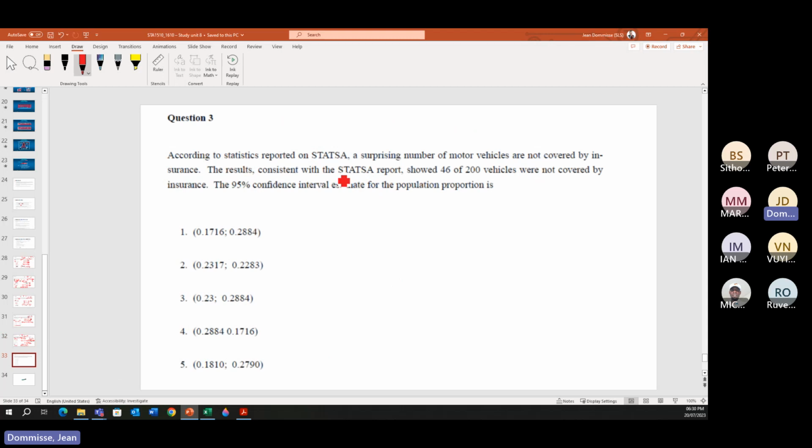So let's look at what they tell us. Okay, population proportion, Z, 95, so Z is 1.96. Okay, so that's the easiest.